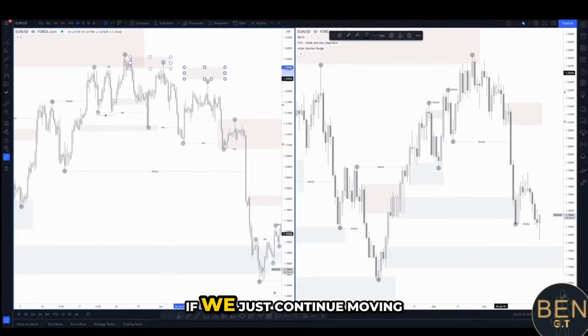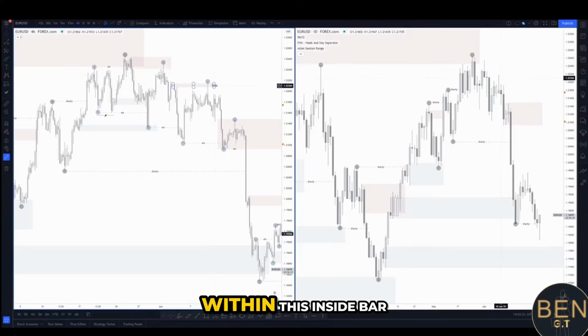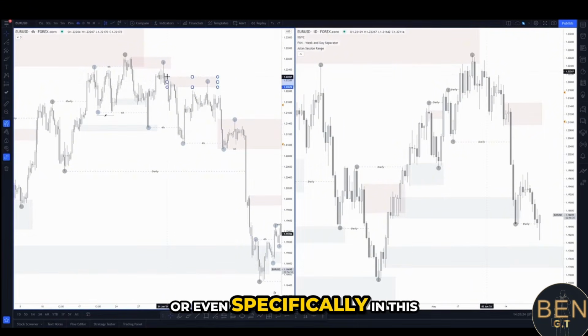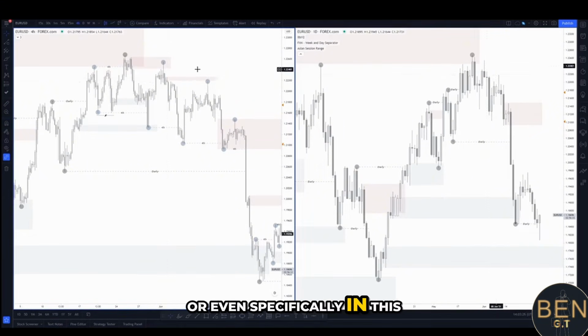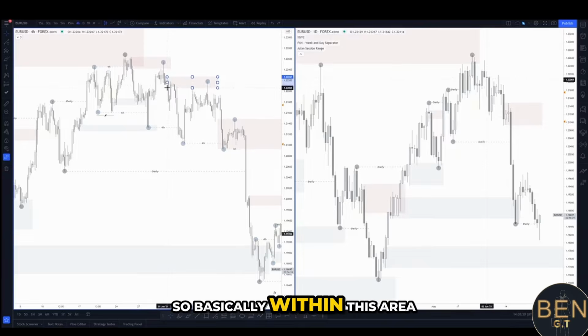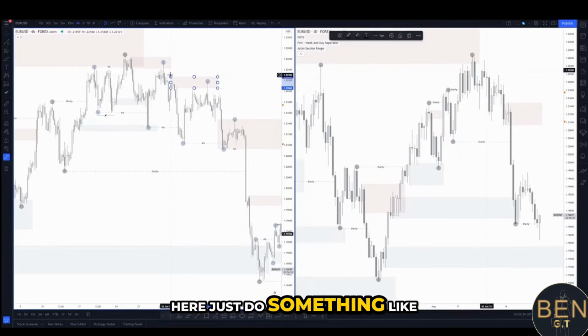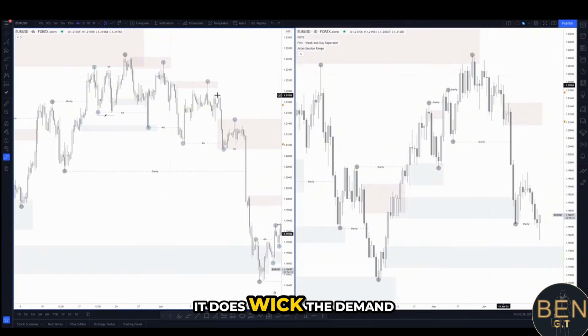And what we can see if we just continue moving on is we have a supply zone right here within this inside bar, or even specifically in this wick. Doesn't quite get hit. We have an inside bar. So basically within this area, we can see that there was a lot of trading happening here. Just do something like that. It does wick the supply zone a little bit, but not a big deal.